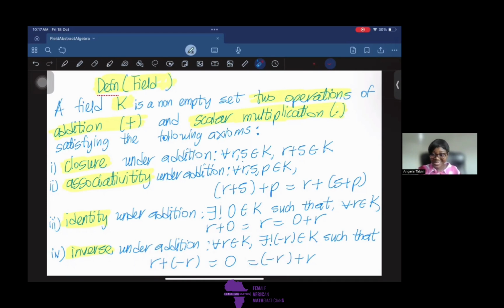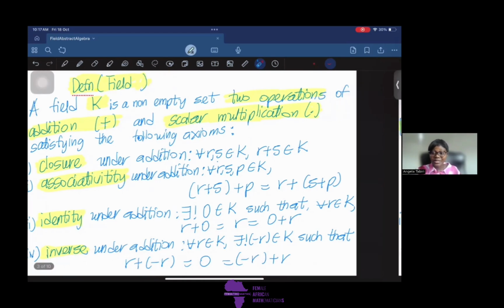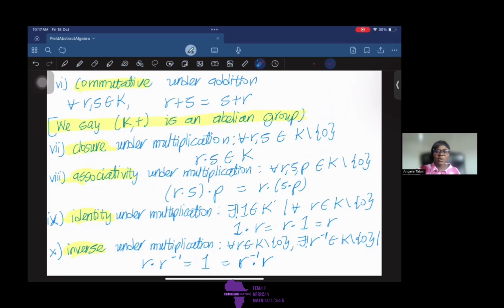Now, if you have your non-empty set K satisfying all these four, but in addition, we want that the order in which we add our arrows not to matter. So that if we have our scalars R and S, we can choose to add R before S or S before R. We want the order to remain the same. And in math, we call that a commutative property. So if for your non-empty set K under addition, all these 5 axioms of closure, associativity, additive identity, additive inverse, and commutativity are satisfied, then we say that your set K under addition is an abelian group.